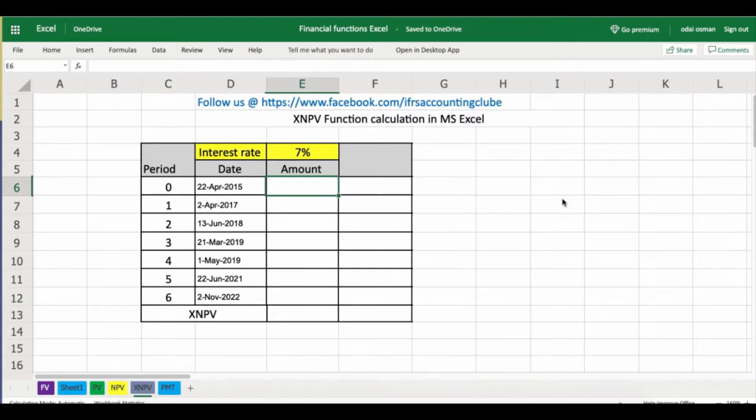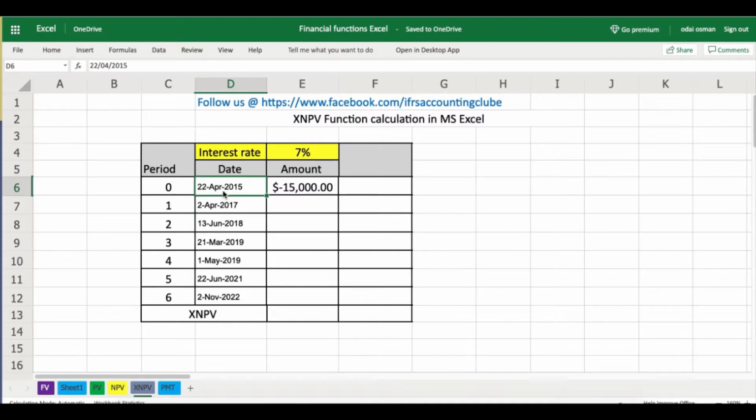So the initial investment would be, let us assume, $15,000, and this must be in minus sign. The most significant difference is that the XNPV function considers or accepts different dates. So it could be periods at the same time or in the same year, or a gap between two years.